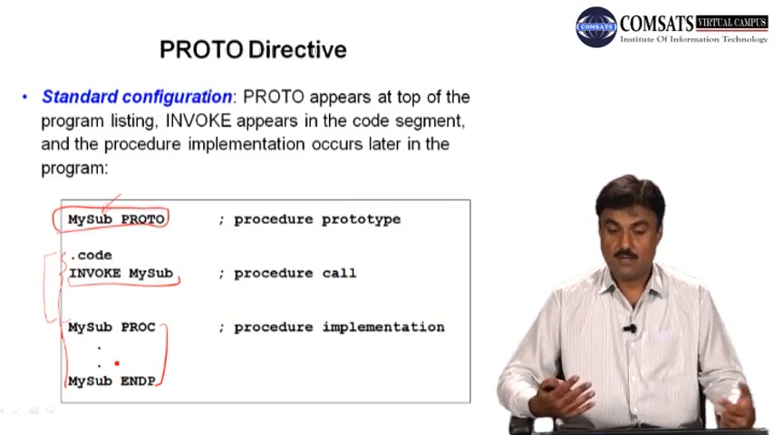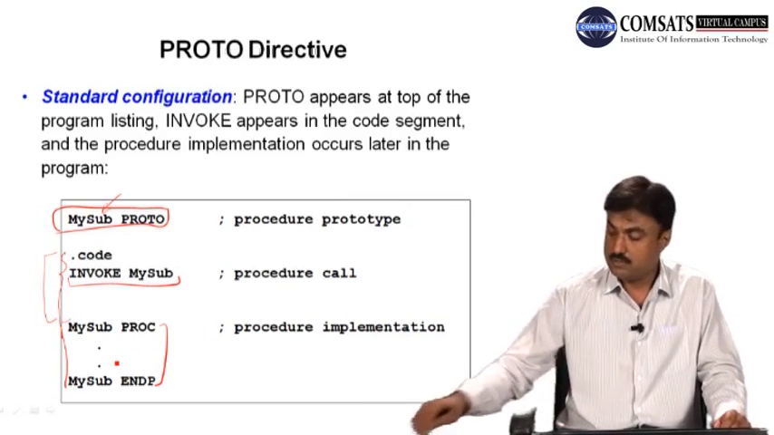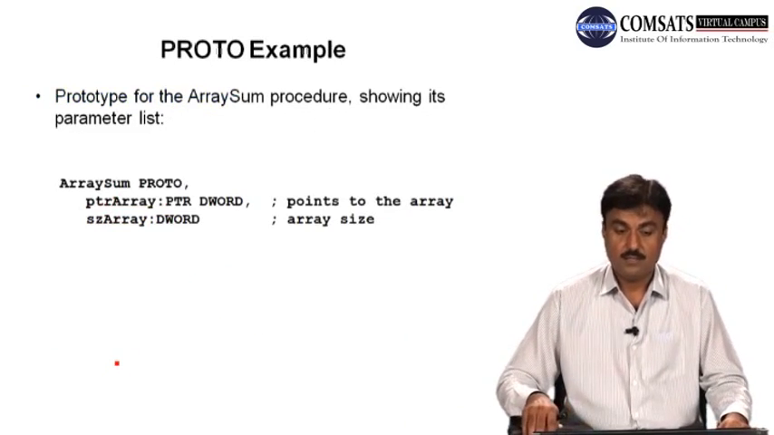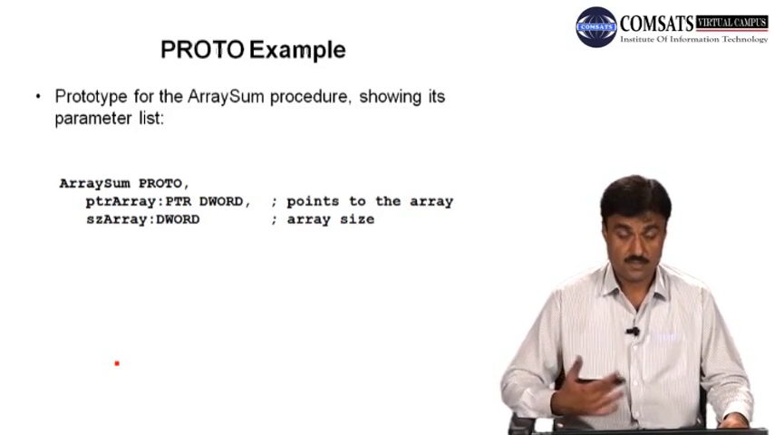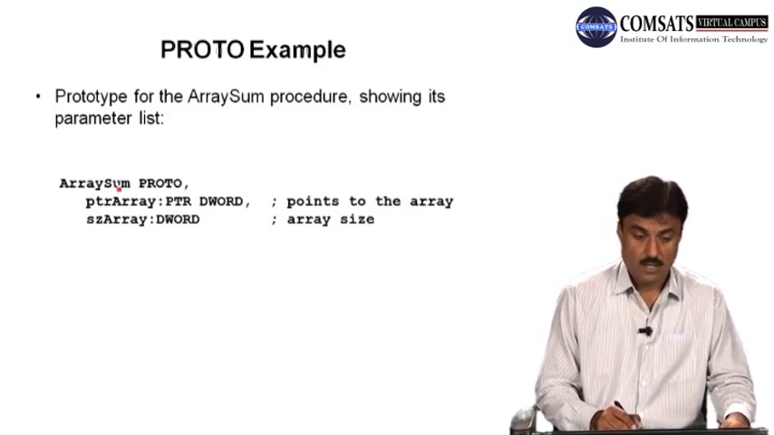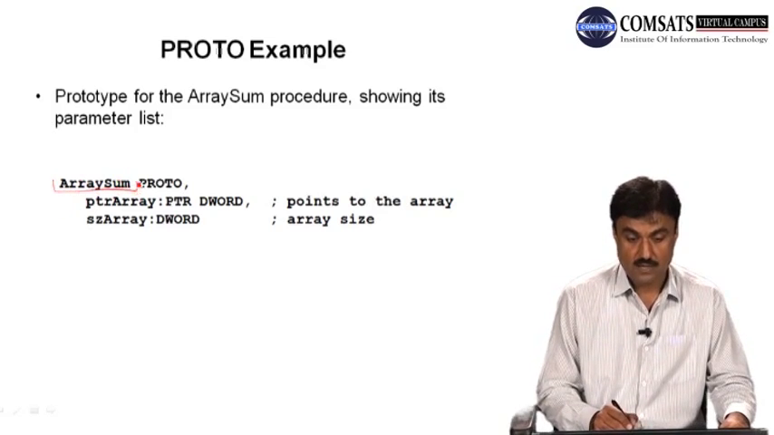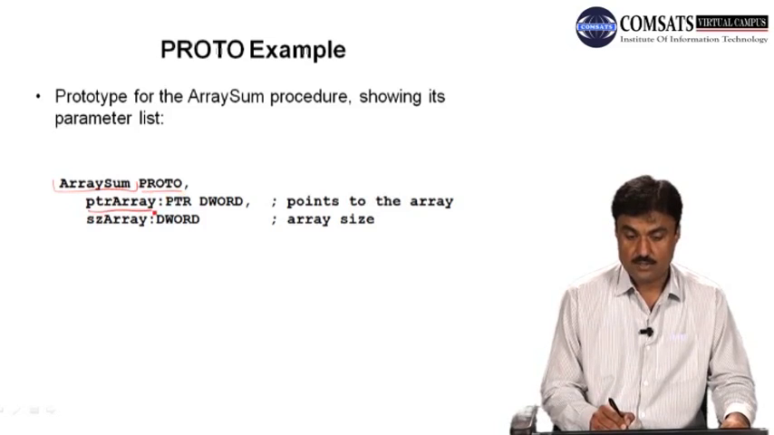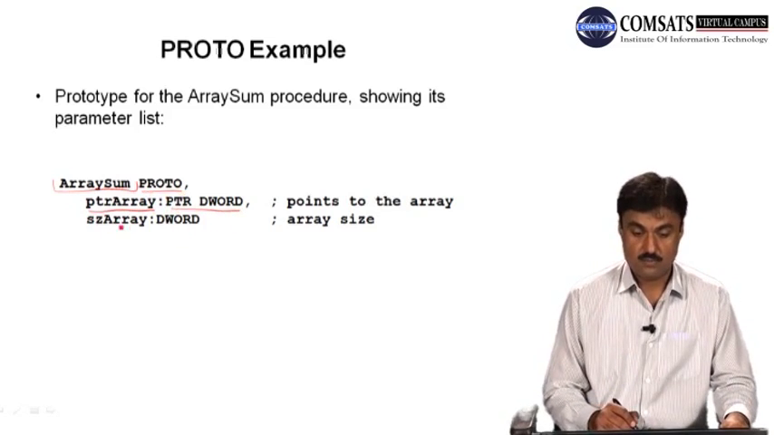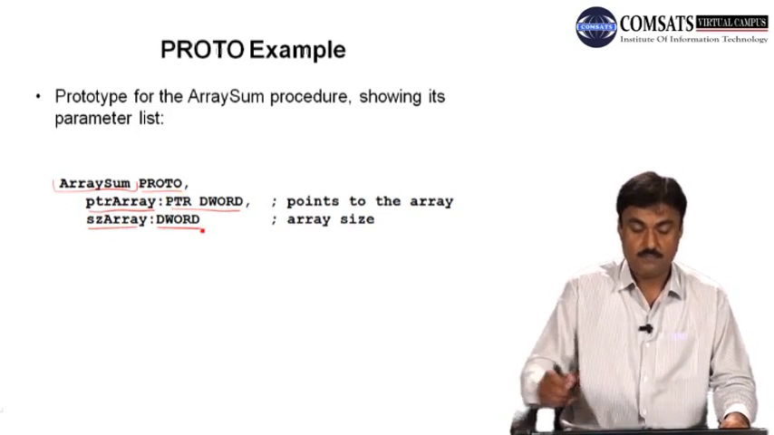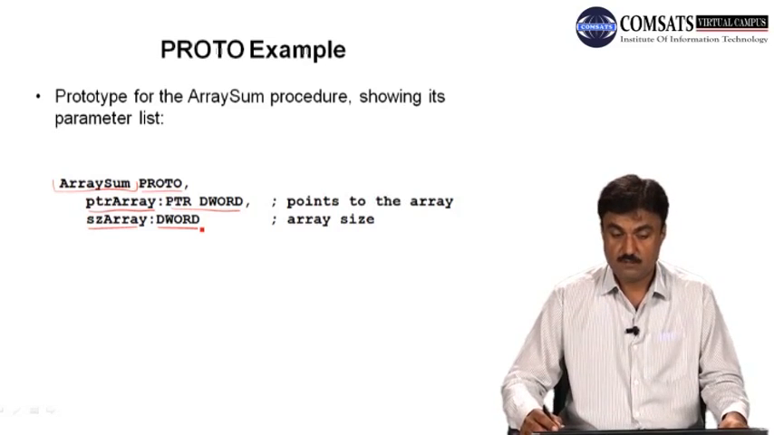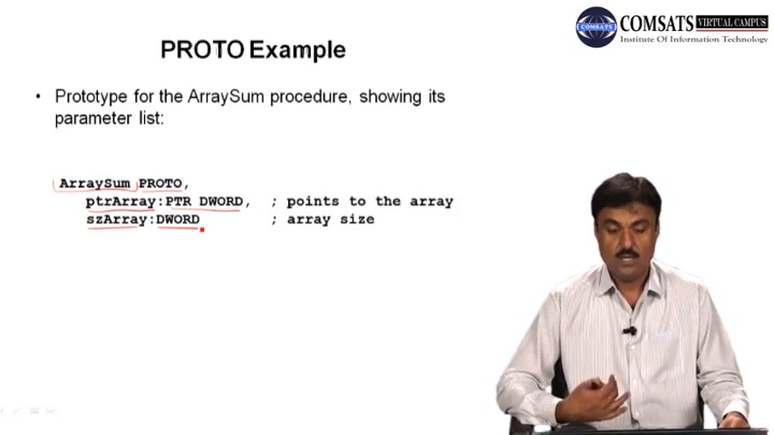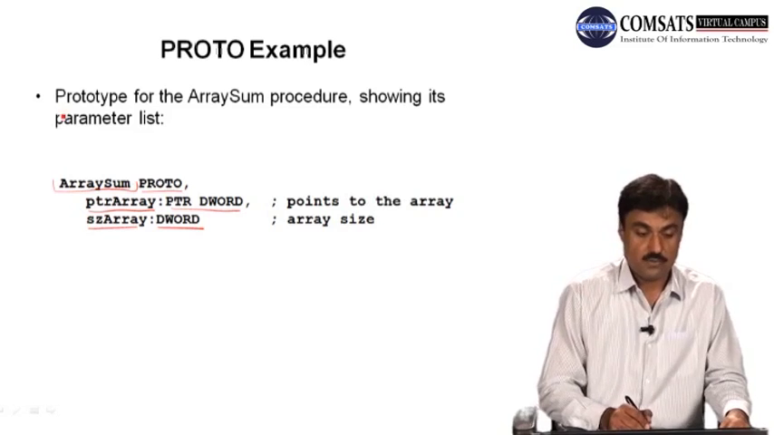So this is one example of how you can use this PROTO directive. In the previous example there was no list of parameters that you are passing to the procedure. Here you can see the array sum procedure's prototype is like this: ArraySum PROTO, pointer to this, as a pointer is a double word, and array size is also a double word. So these are the two parameters that will be received by this array sum procedure. So you can define the parameter list along with the procedure name inside the prototype.